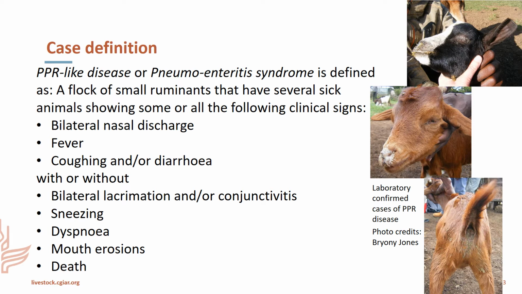Commonly seen signs of PPR are nasal discharge, lacrimation, coughing, sneezing, or diarrhea. If you check the body temperature, you may find animals with fever, and if you look in the mouth, you may see mouth lesions. Finally, some of the animals may have died, although mortality can be low.